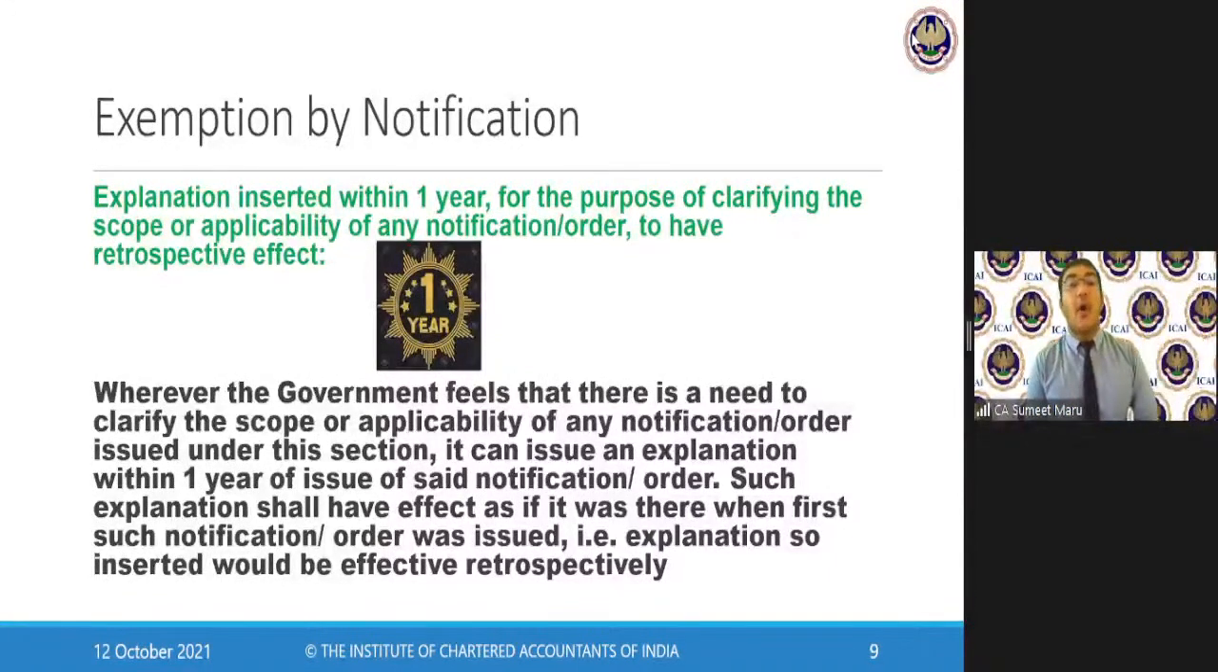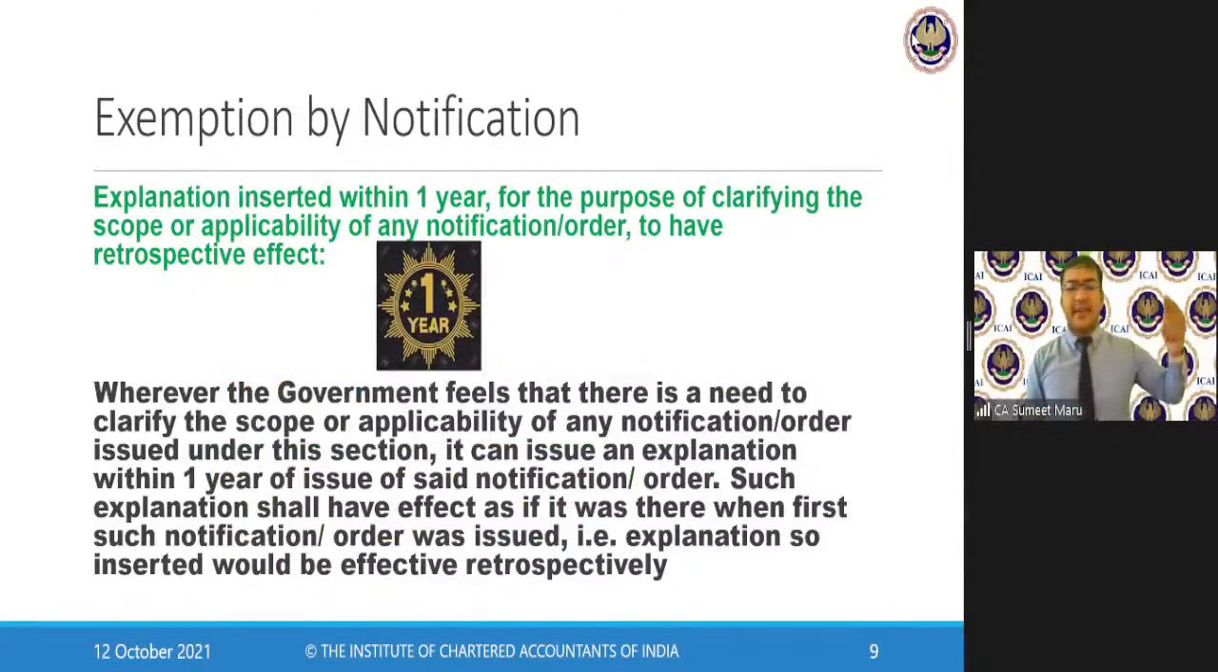Okay, so that's how the government can come up with an exemption and an explanation within a year, having a retrospective effect, and it can definitely help or affect a lot of people who have misguided themselves or who haven't taken the notification exactly how the government meant it. Okay, so here was our background for exemption.